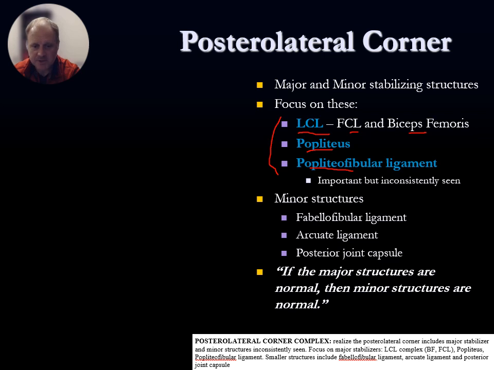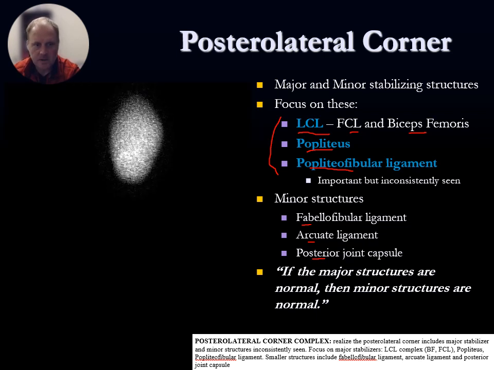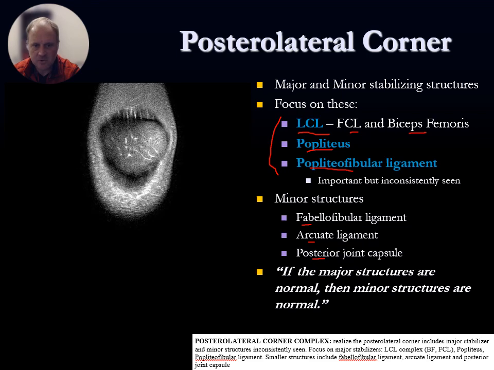The more minor structures of the posterolateral corner are the fabellofibular ligament, the arcuate ligament, and the posterior joint capsule. And one thing that I remember being taught when I was learning is that if the major structures are normal, then very likely the minor structures are normal. So that's why we can focus more on these major structures to basically think we have a good evaluation of the posterolateral corner. So let's try to find some structures of the posterolateral corner.